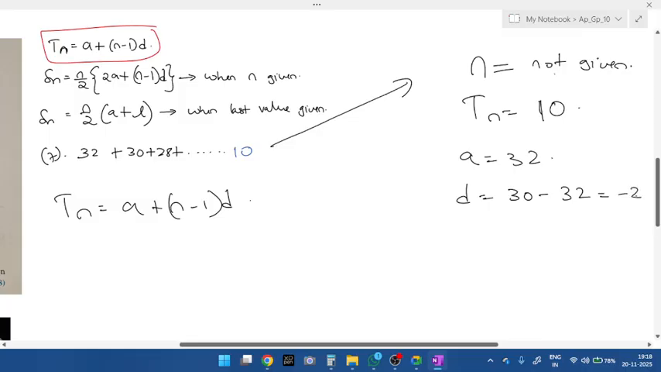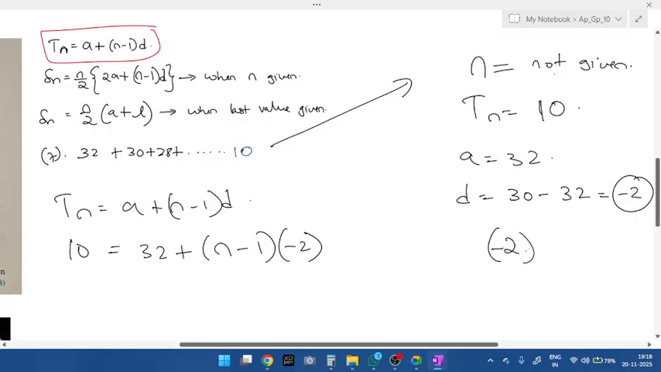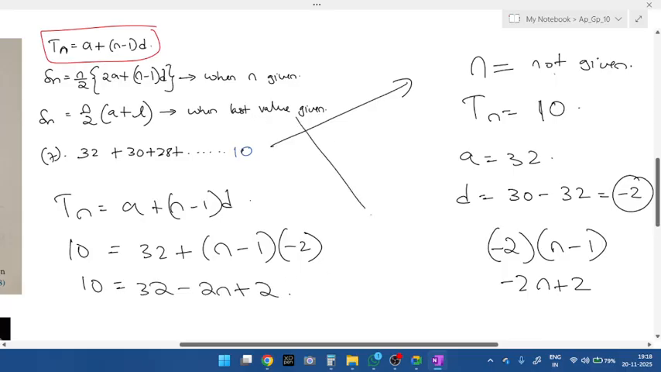D is equal to minus 2. Naomi, what did you take as D value, 2 or minus 2? 30 minus 32 is minus 2. T of n, the last value is 10. 10 is equal to... calculate this separately in the working column. You get minus 2 plus 2. After finding, substitute, use this formula. It is a simple concept.